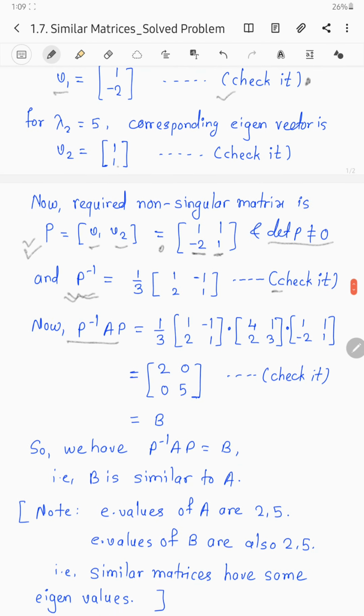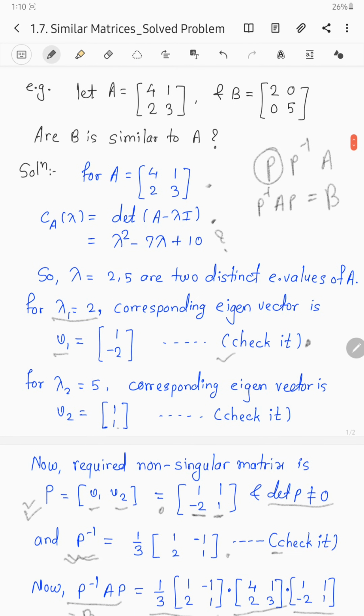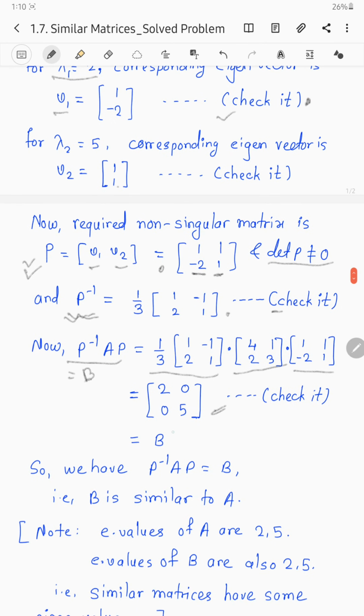Now let us do our procedure. To say it again, if P inverse A P becomes our given matrix B, then I will say that A and B are similar matrices. This is our P inverse, this is matrix A, and this is matrix P. If I do the multiplication of all these three matrices, I should get this matrix B. We will check whether it is B or not. Yes, I am getting the same matrix B equal to 2 0 0 5.